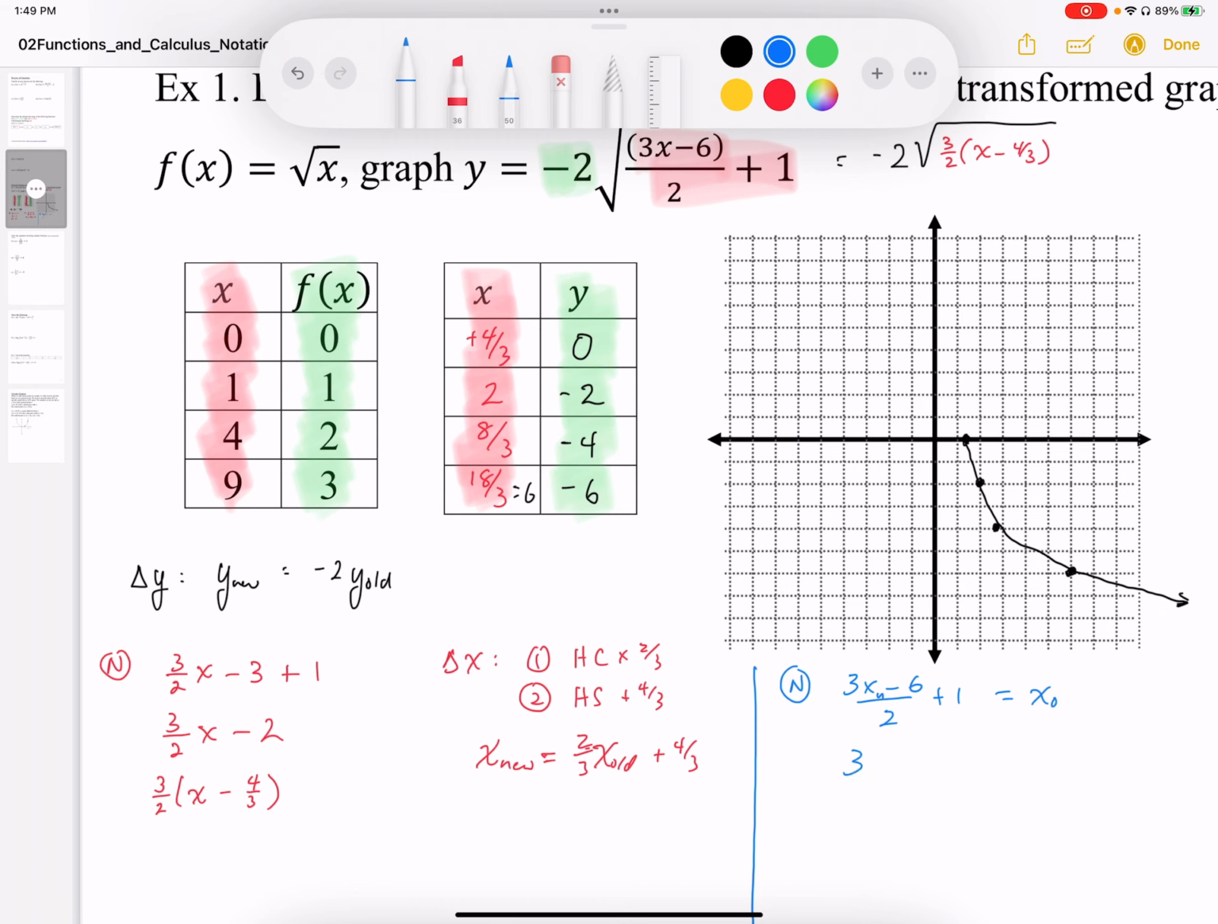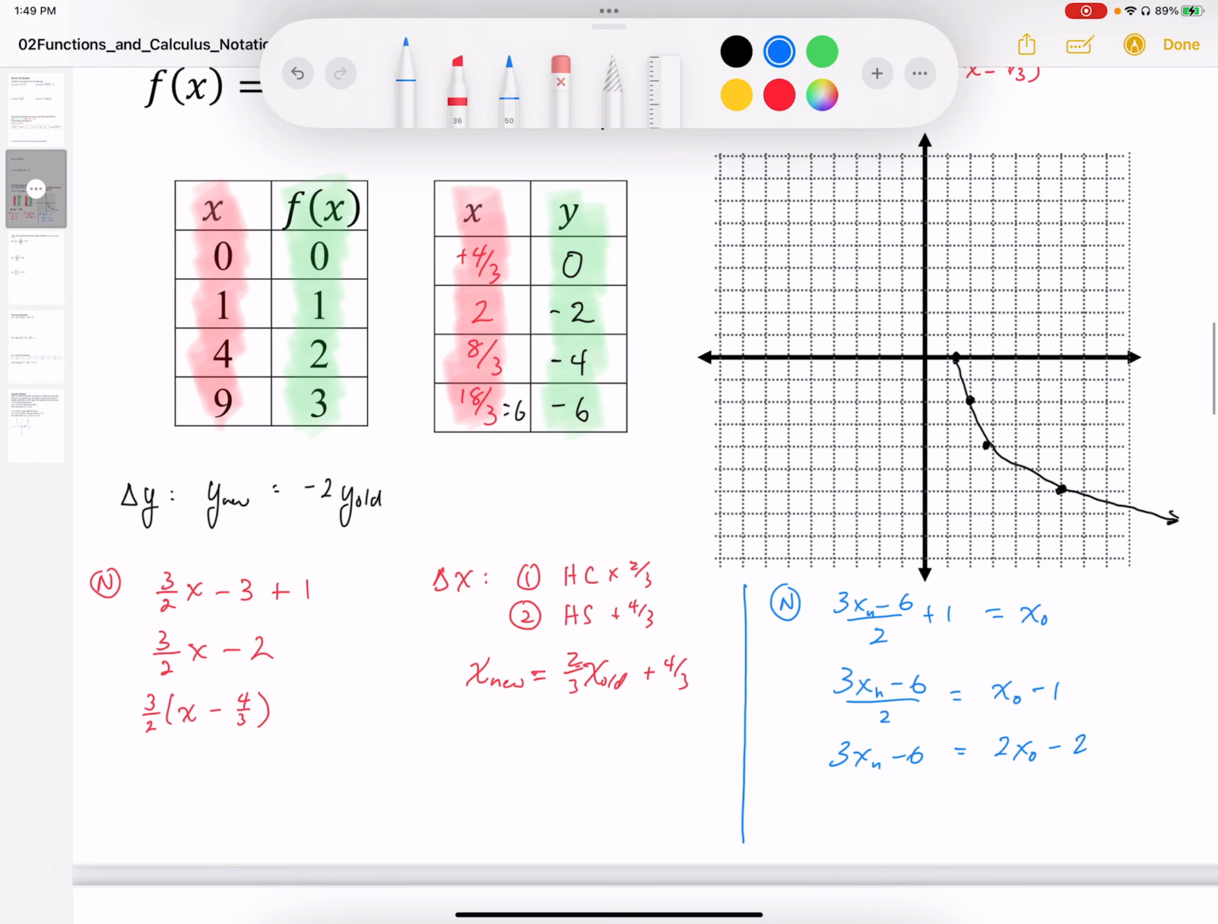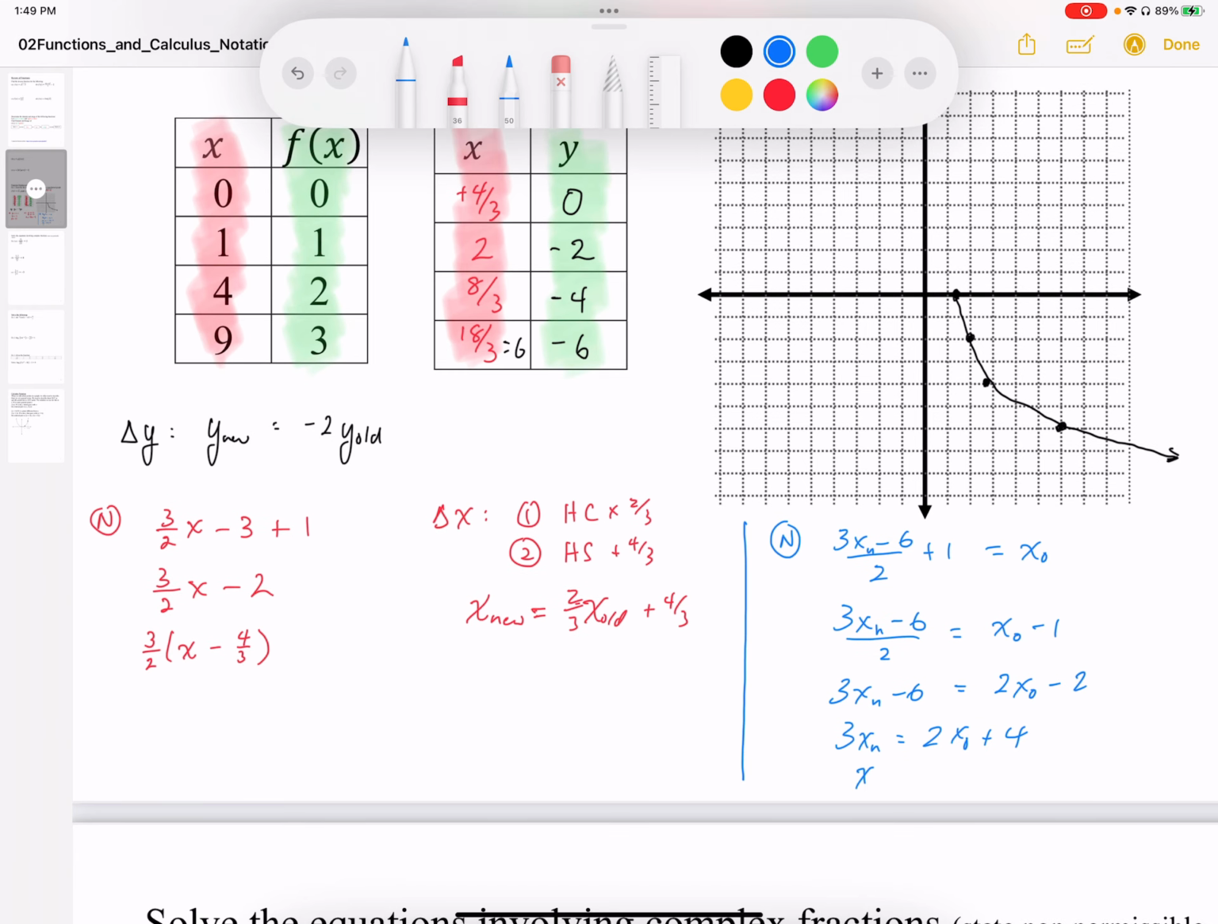So I end up with 3x minus 6 over 2 is equal to x minus 1, times both sides by 2. I'm going to add 4 to both sides. And then I'm going to divide both sides by 3. So I end up with my 2/3 plus 4 over 3. And that's essentially what I did.